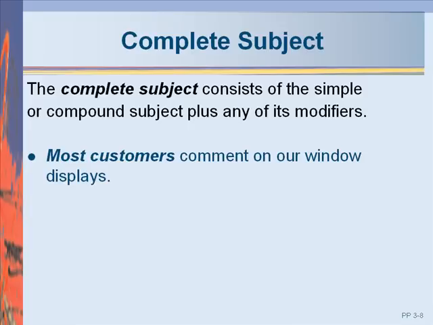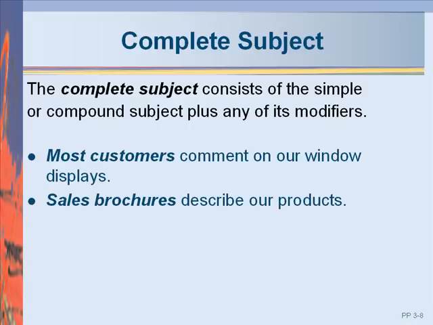The complete subject starts at the beginning of the sentence and it ends when you see the predicate. So the complete subject includes the modifier, in this case it's an adjective, most customers. The simple subject is customers, the complete subject is most customers, the predicate is comment. This example, the simple subject is brochures, the complete subject is sales brochures, the simple predicate is describe.